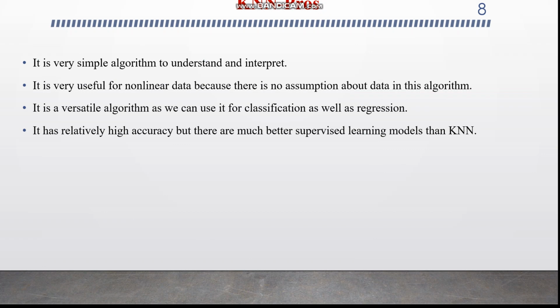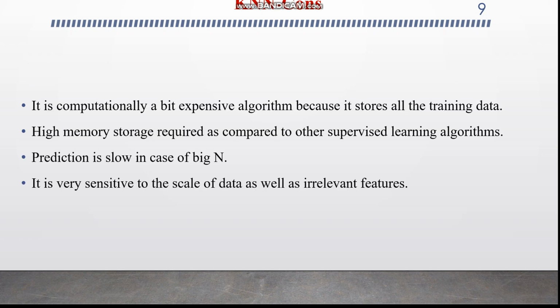Now it has certain pros and cons. This is a very simple algorithm to understand and interpret. It is very useful for non-linear data because there is no assumption about the data. It is a versatile algorithm as we can use it for classification as well as for regression. It has relatively high accuracy, but there are much better supervised learning algorithms than KNN.